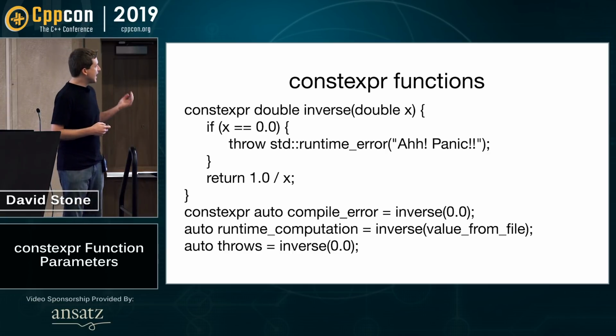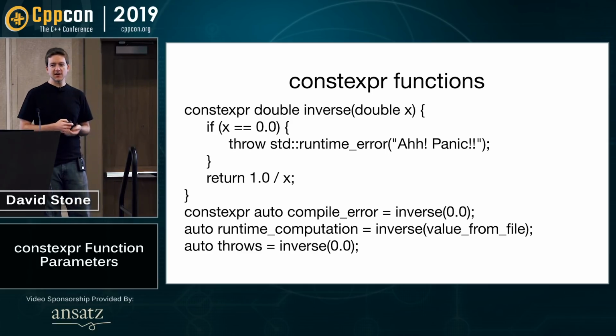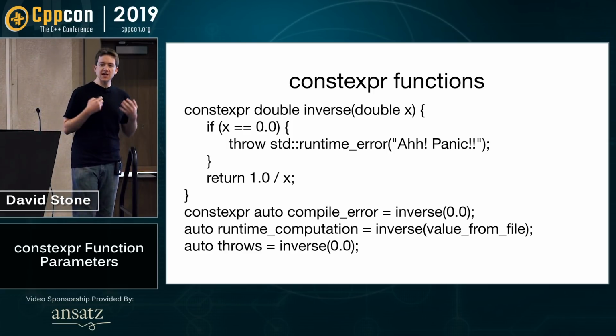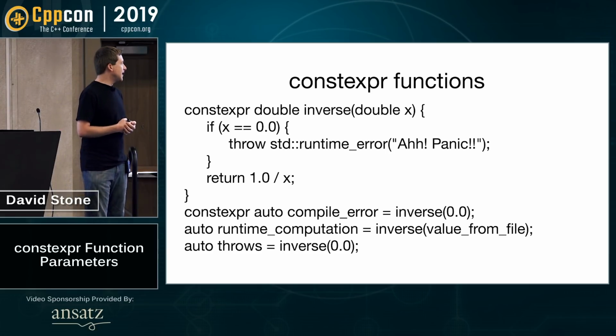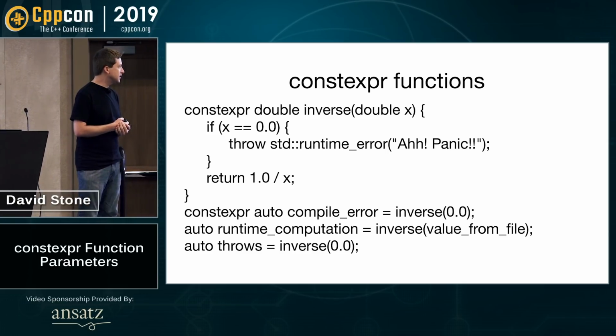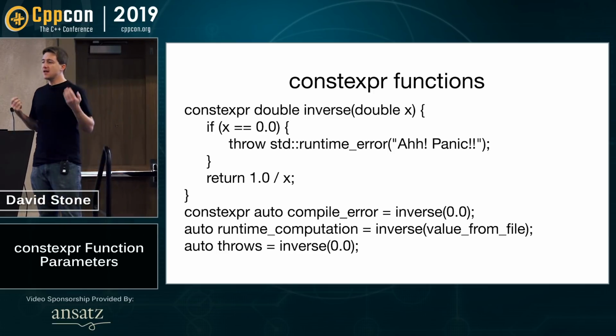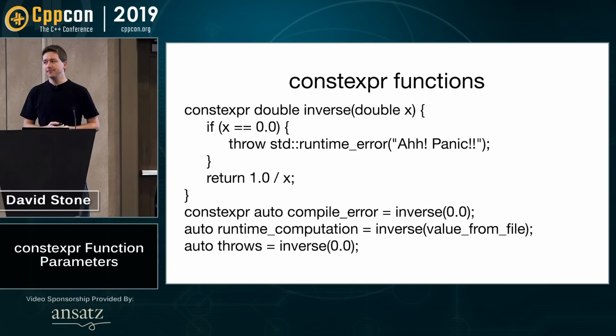So here we have a function that is declared constexpr. It accepts a double, returns a double, and it returns the inverse. And if you try to divide by 0, it throws an exception. So if you take this function and you use it in a context that requires a constant expression, you'll get a compile time error because you're not allowed to throw at compile time. If you use it in a context like that second line there, this runtime computation, and you give it some runtime value, that works just fine, and this function will just be a regular C++ function at that point.